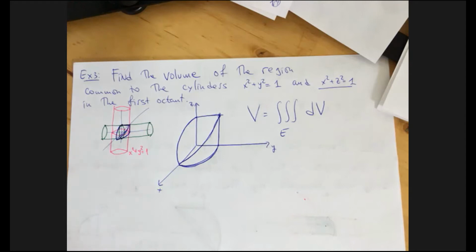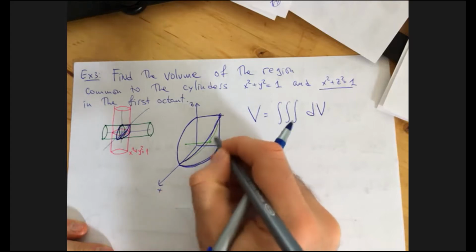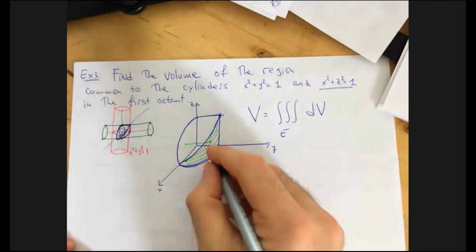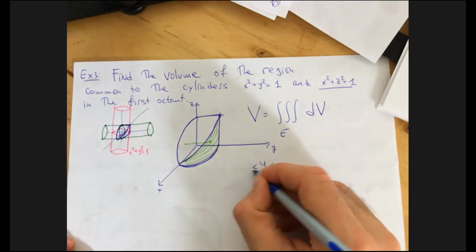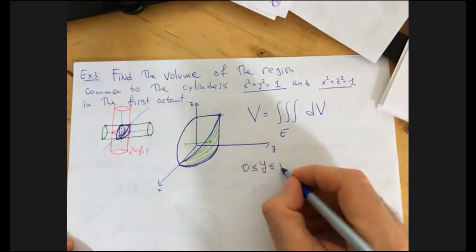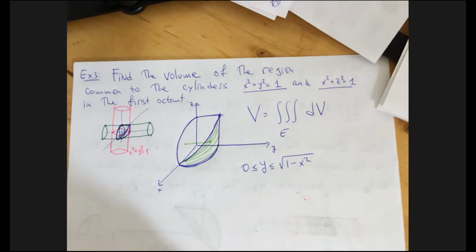And now, of course, it is up to you how you are going to bound this. For example, what happens with the y value? So the y value goes from 0 all the way to this surface. But that surface is what? That surface is part of the cylinder. So y goes from 0 to square root of 1 minus x squared, right?